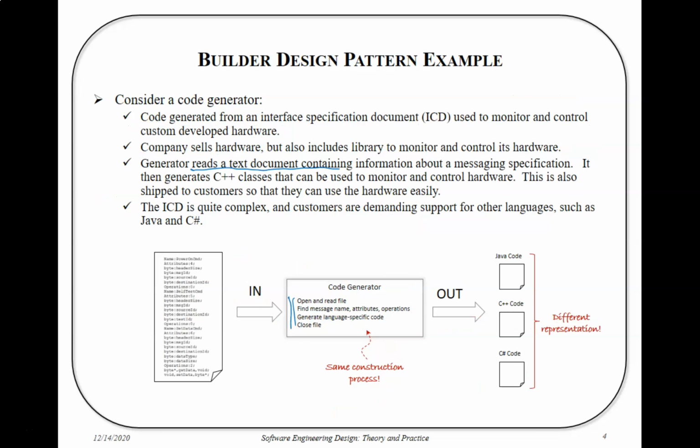This is the example that we're going to discuss, where we generate code from a specification. As an input for the code generator, we'll have the same steps: open and read the file, find the message name, attribute, and operation, generate language specific code, and then close the file. Different code generators will produce the implementation in different programming languages.